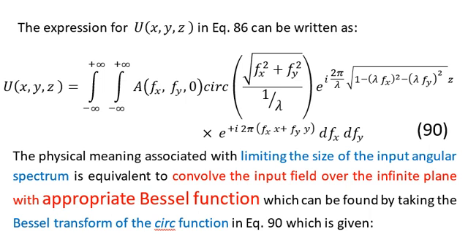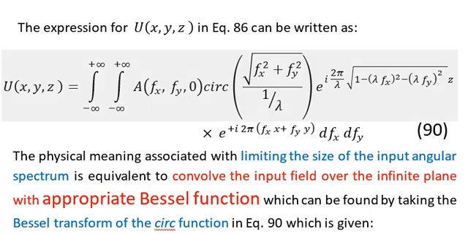Okay, the physical meaning associated with limiting the size of the input angular spectrum is equivalent to convolving the input field over the infinite plane with an appropriate Bessel function, which can be found by taking the Bessel Fourier transform of the circ function in equation number 90, which is given.